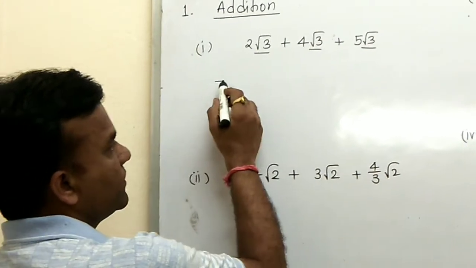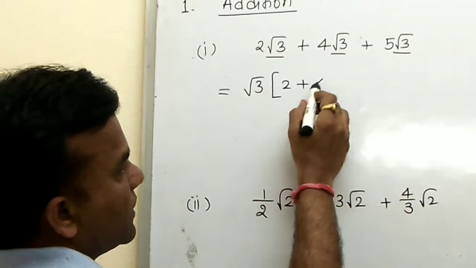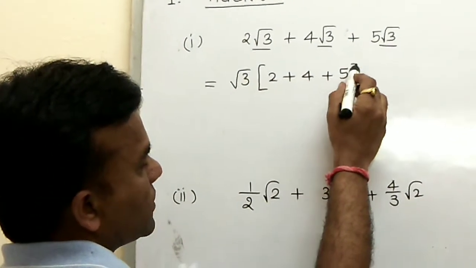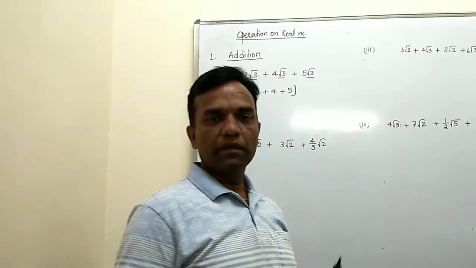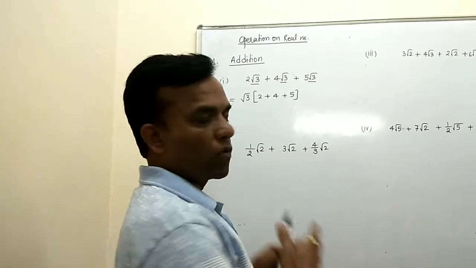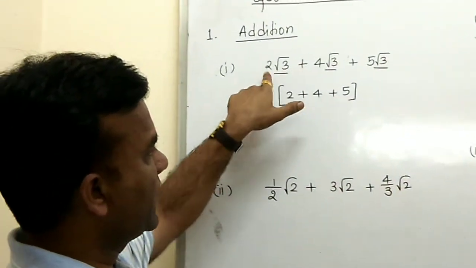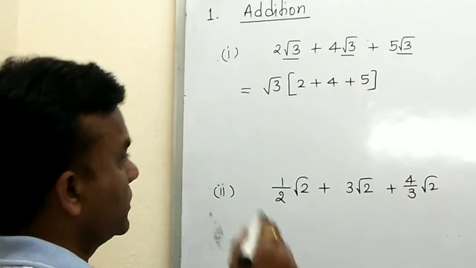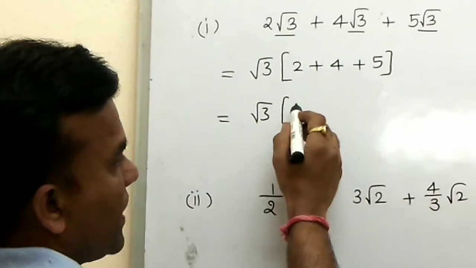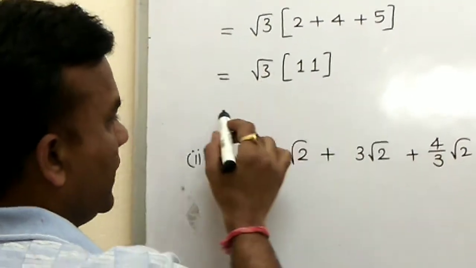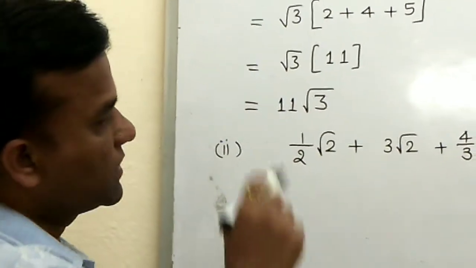You take root 3 outside and put the rest of the values inside a bracket: 2 plus 4 plus 5 is remaining. So the concept is: if you add irrational numbers, you use the concept of brackets. You keep the square root term outside, and all integers you put inside, like 2, 4 and 5, as they are. Now 2 plus 4 is 6 and 6 plus 5 is 11. So your answer is 11 root 3. Okay, this is clear now.